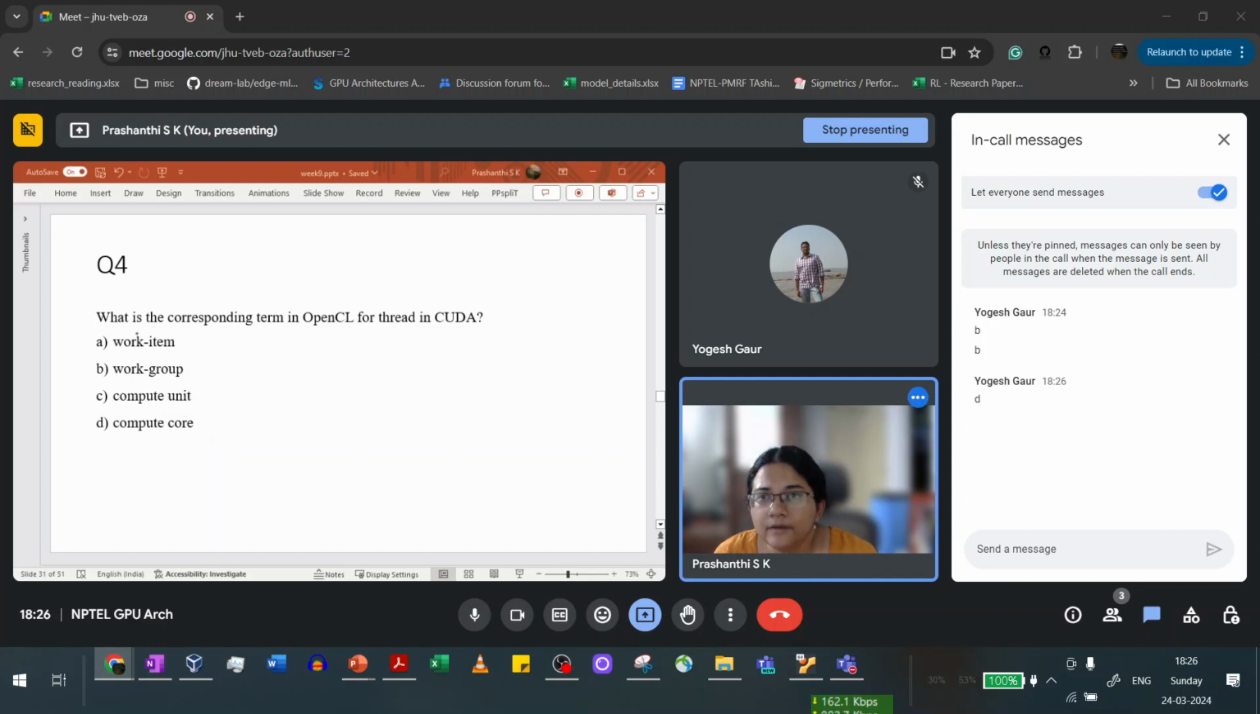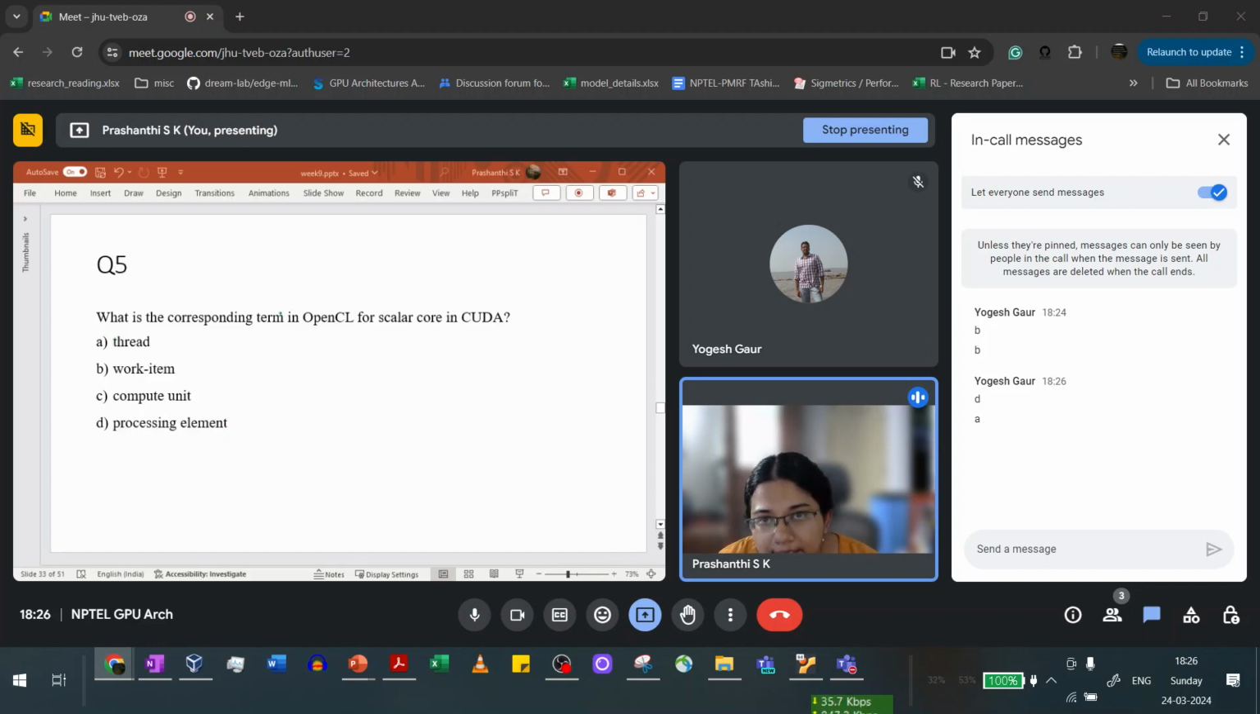Next question. What is the corresponding term in OpenCL for thread in CUDA? Work item, work group, compute unit, compute core. A, work item. Okay. Yes, that's also correct.